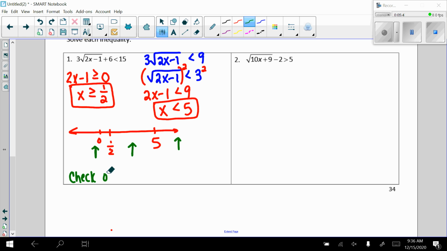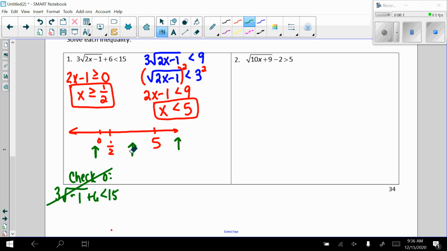Okay, so check 0. And we would have 3 times the square root of 2 times 0 is 0, minus 1, plus 6 is less than 15. Well, we can't take the square root of -1 and get a real answer. So this is not part of our solution.